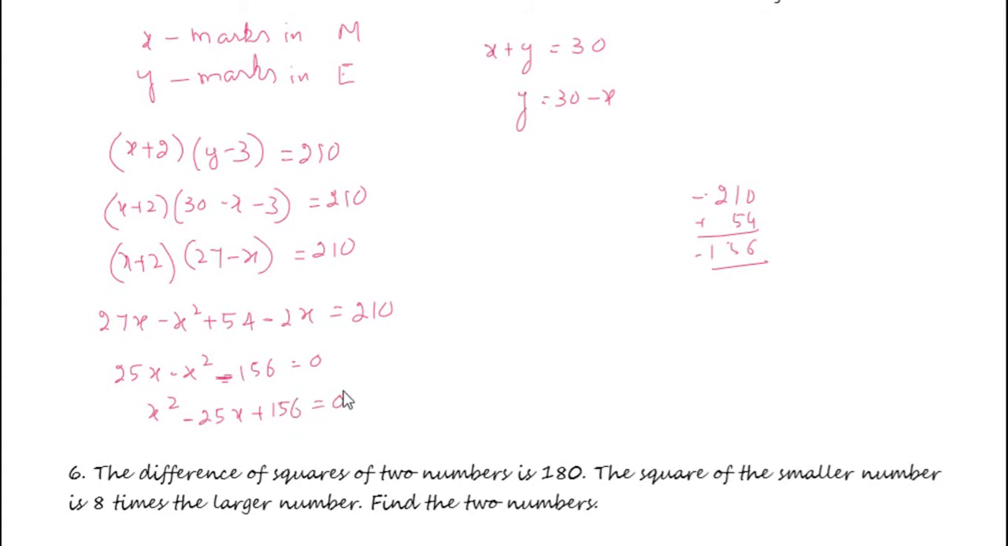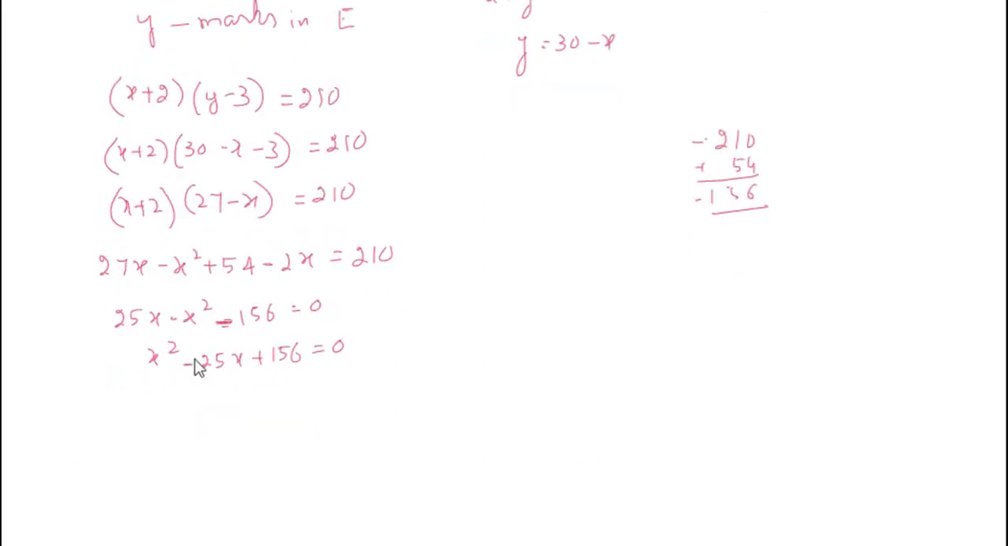Now let us use the factorization method to solve this quadratic equation. The product of A and C is 156. So AC is equal to plus 156. And the middle term coefficient is minus 25. The product is plus, but sum is minus, that means both the terms are minus. How to find out these two factors? Let us do the prime factorization here also.